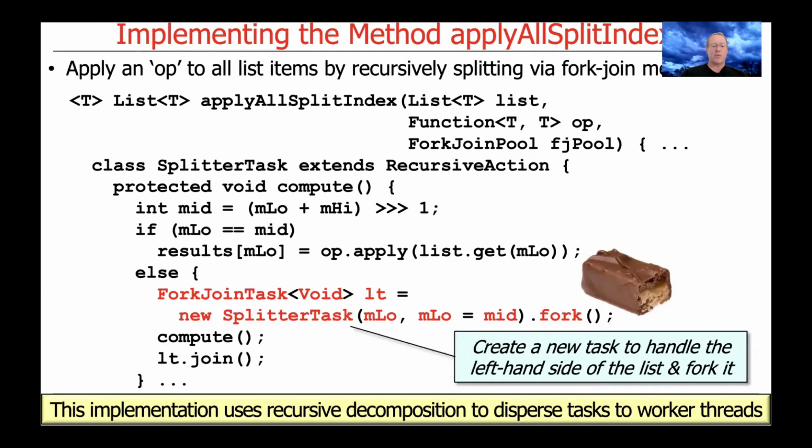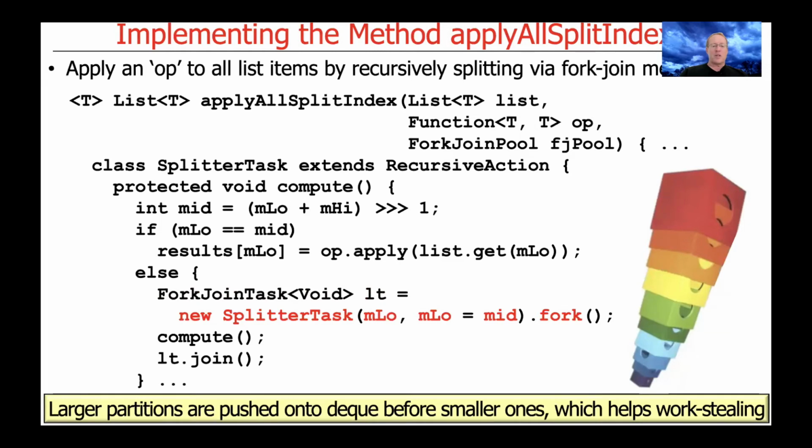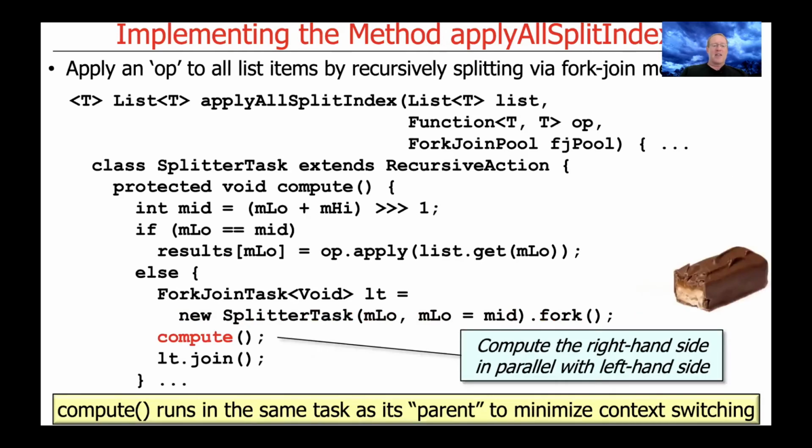the fork join pool. And you'll notice that the way this works is the way we've done it before with the other applyAllSplit method, where we're going to have larger partitions pushed onto the deck before the smaller ones. And that, of course, helps with work stealing. Then we call the compute method, and that will compute the right-hand side in parallel with the left-hand side.